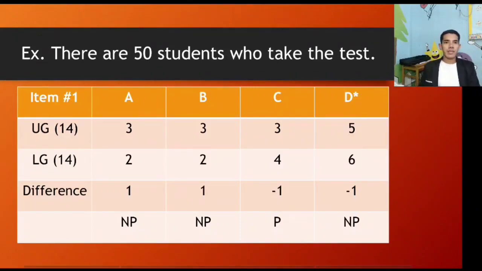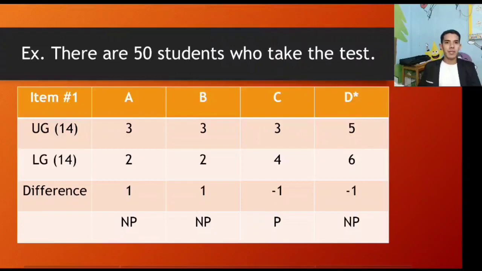Since we have the table for our upper group and the lower group, we have to find their difference, which is 3 minus 2, the answer is 1. The interpretation is not plausible. Why is it not plausible? Because letter A is one of the distractors, and for a distractor to be plausible, the difference should be negative. In our case, in distractor letter A, the difference is positive. That's why it is not plausible.